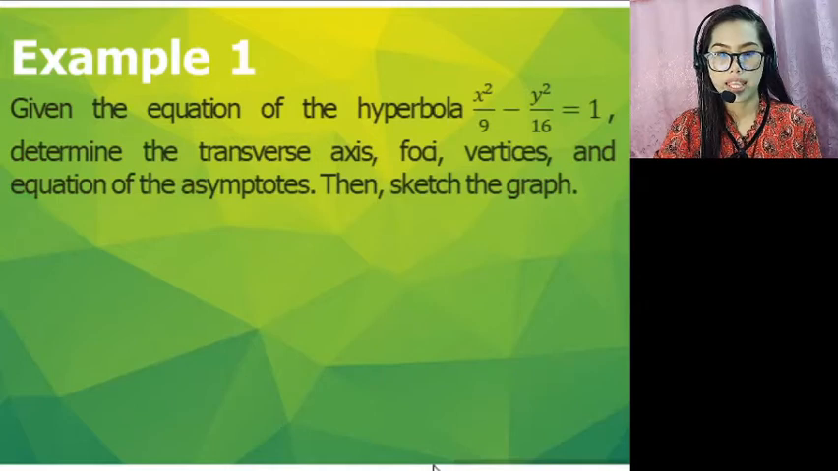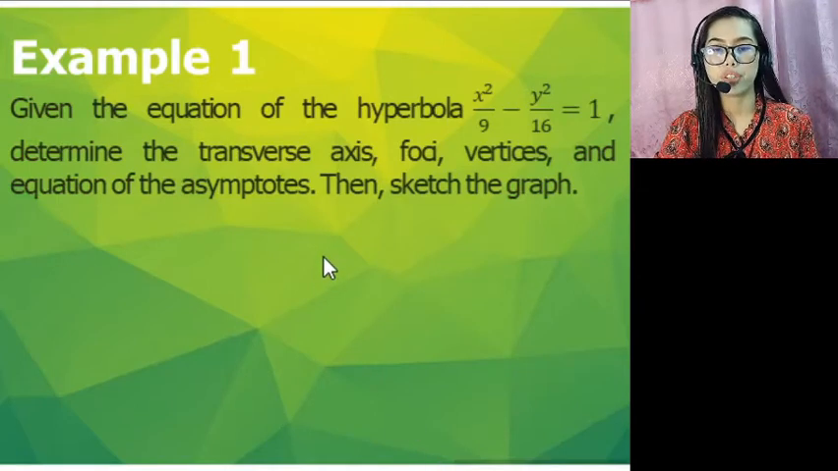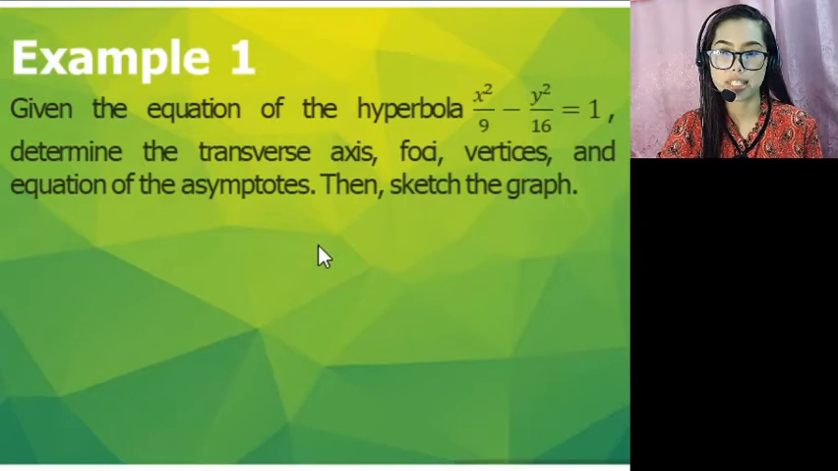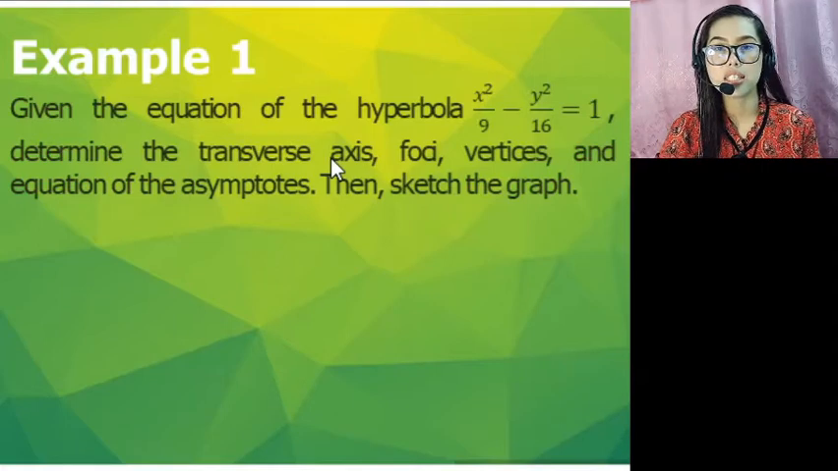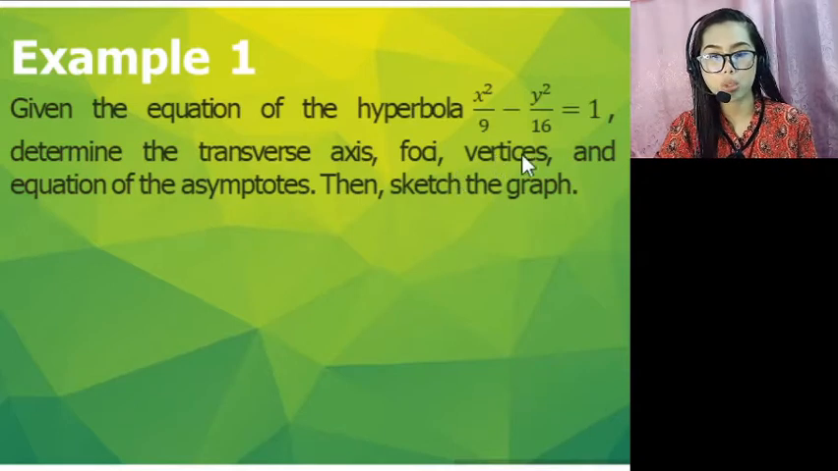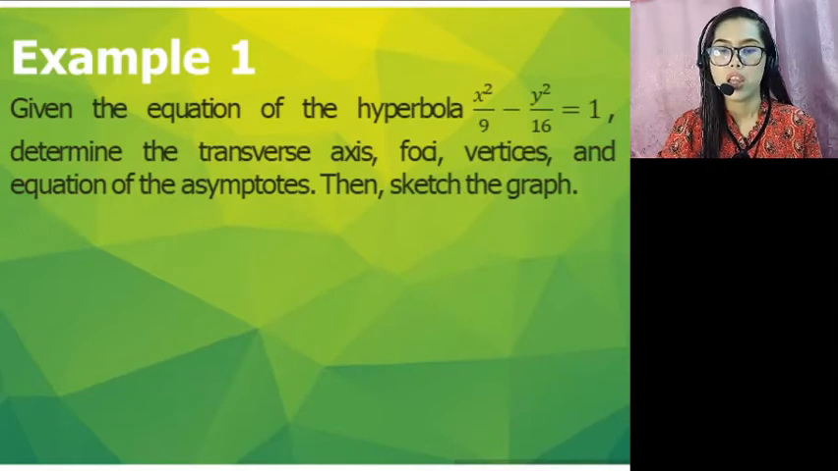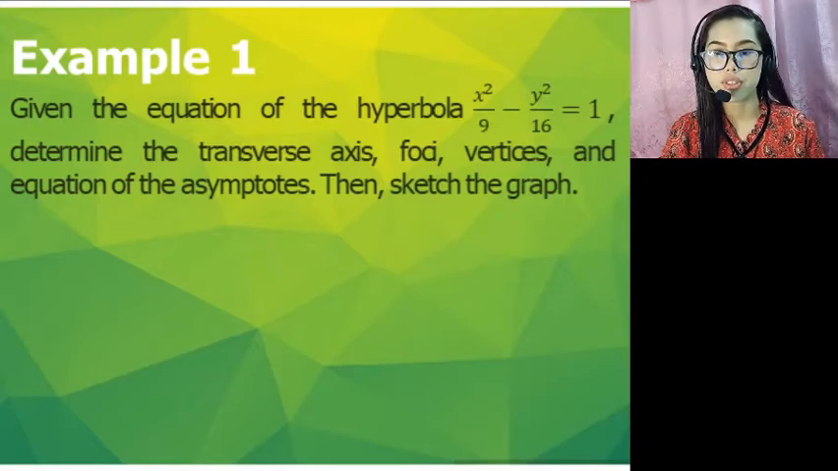So given the equation of the hyperbola x squared over 9 minus y squared over 16 equals 1, we have to determine the transverse axis, the foci, the vertices, and the equation of the asymptotes. After that, we're going to sketch the graph. So first, we have to consider what the transverse axis is.